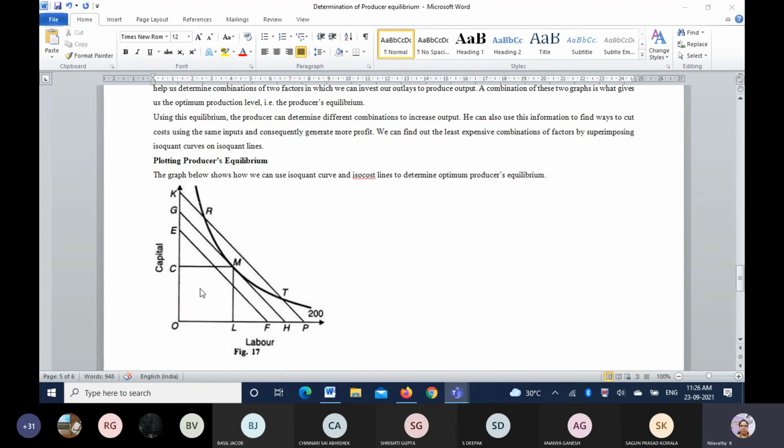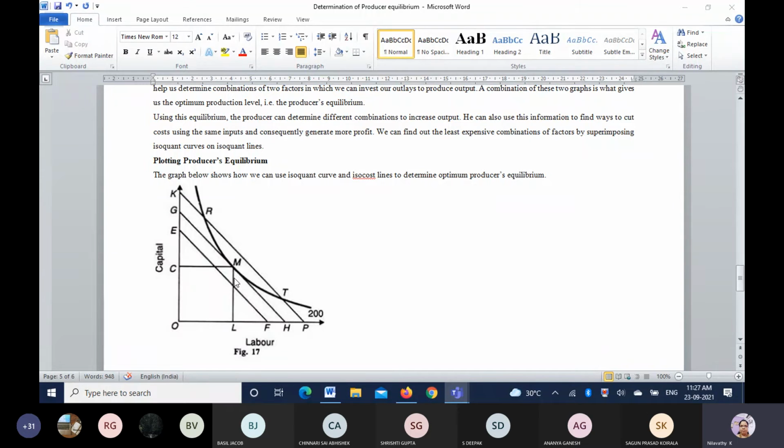Why? Because it means that you are not using your resources properly. Underutilization of resources is there. So normally in business, underutilization of resources should not be there. Whatever resources are available to you, you should be properly using all of them in making the production. So underutilization should not be there.